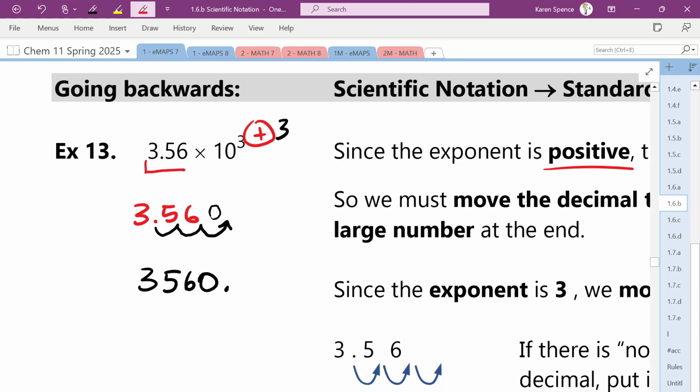How many sig figs in this number? 3 sig figs. So I need to have 3 sig figs here. If I put that decimal on the end, that gives us 4 sig figs. So no decimal. Okay? Just like that.